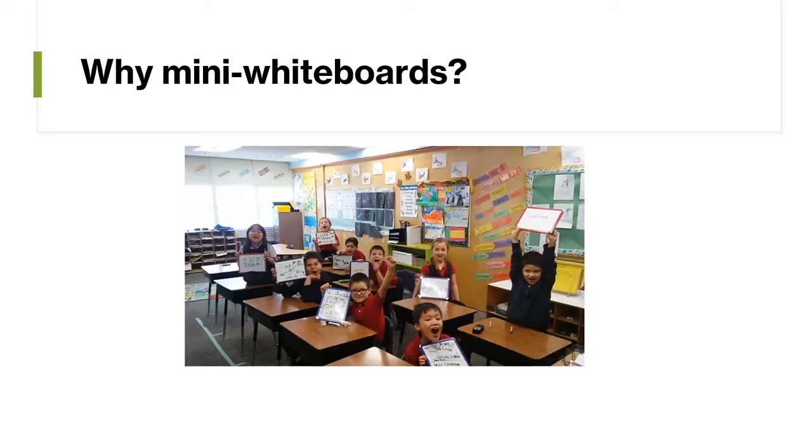And now I'm going to answer this question. Why mini whiteboards? And I can speak about this with the zeal of a convert. As a teacher, I used to see whiteboards as a bit of a gimmick. I've deliberately chosen a picture of a primary school because I might have thought to myself, that's a bit of a primary school strategy. Surely by now, this class of year 9s has outgrown the business of the mini whiteboard.